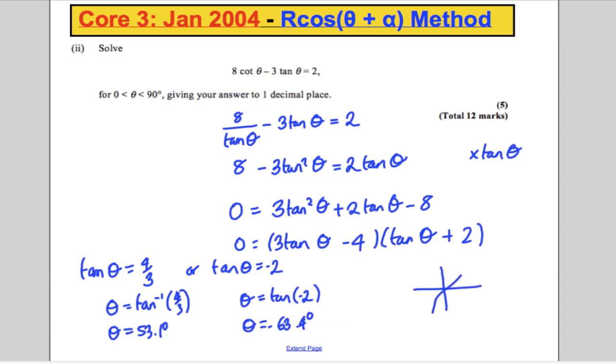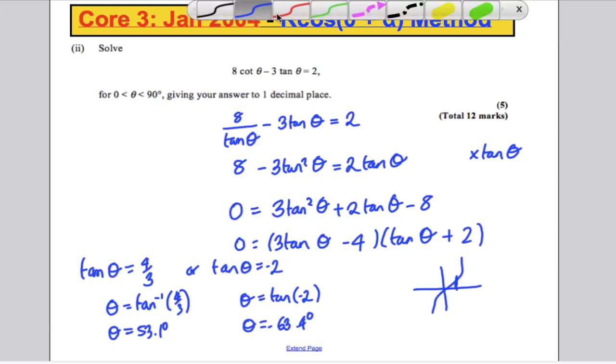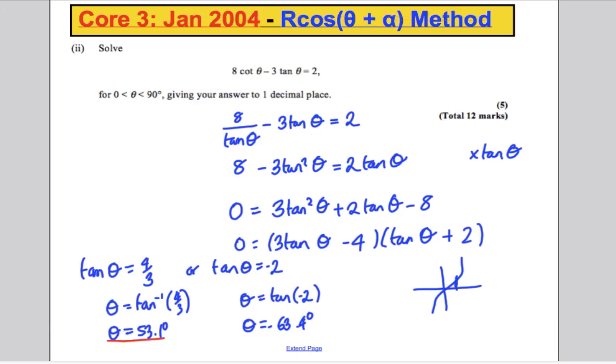Okay, so just drawing out your tan graph. Remember, your tan graph looks something like this. You only care between 0 and 90. 53.1 is going to be the only answer. So therefore, this here is the one you highlight, and this here is the one you ignore.